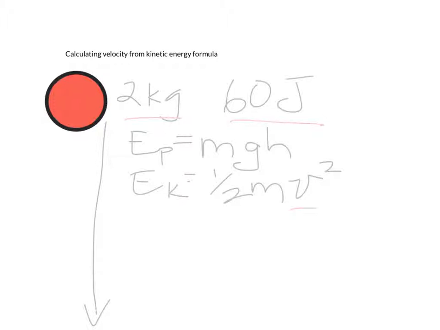Okay, so can we calculate the velocity of the falling ball now? Well, I guess we can, because we've got energy. We've got a value for energy, which is 60 joules. We've got the mass, which is 2 kg. Only problem is the velocity over here is multiplied by the mass. So we need to rearrange the formula to get velocity on the other side of the equal sign.